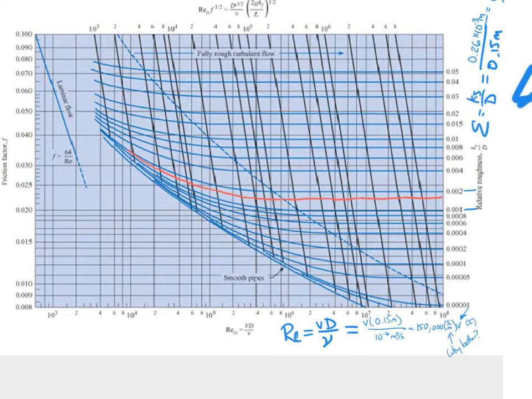I don't know why this is doing that. Okay, yeah. So we'll have both the Reynolds number and the relative roughness, and we'll be good to go. And of course the relative roughness in this case is easy, or maybe not easy, but we've got our red line, so that's pretty straightforward.